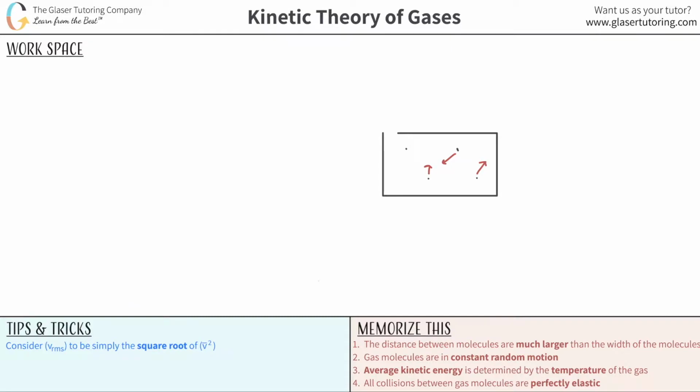And then last but not least, number 3 says that the average kinetic energy is determined by the temperature of the gas, and basically exclusively by the temperature of the gas. So let me explain that one a little further.